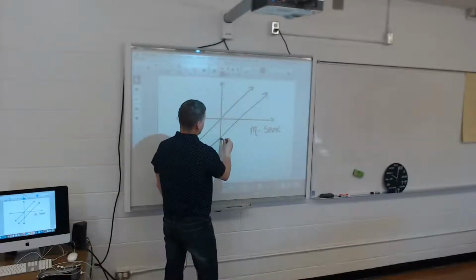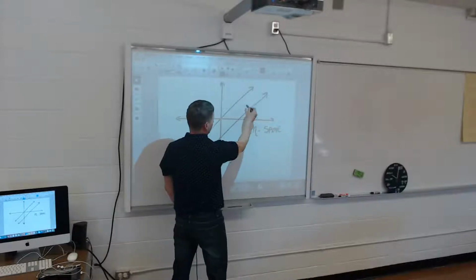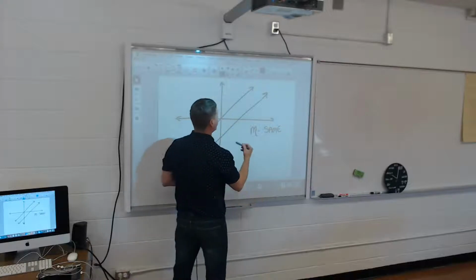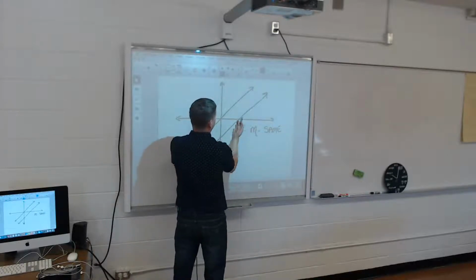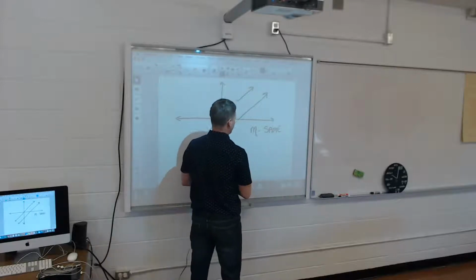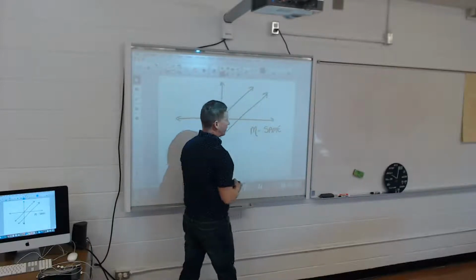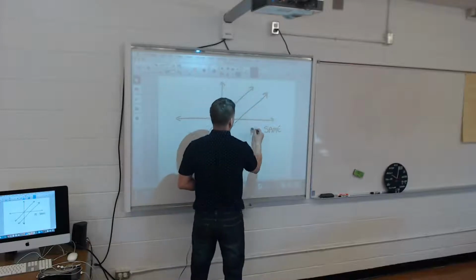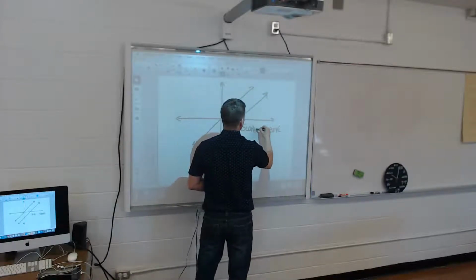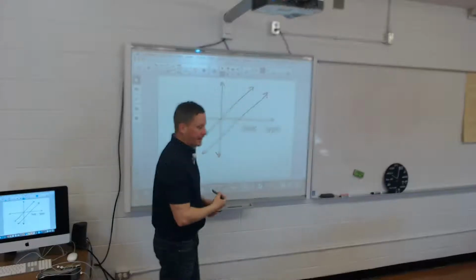Because if they don't have the same rise over run, they're eventually going to angle and cross each other. So the first thing that we need to know is that the slope, I put m here, but I'll put slope. The slopes of parallel lines are the same.